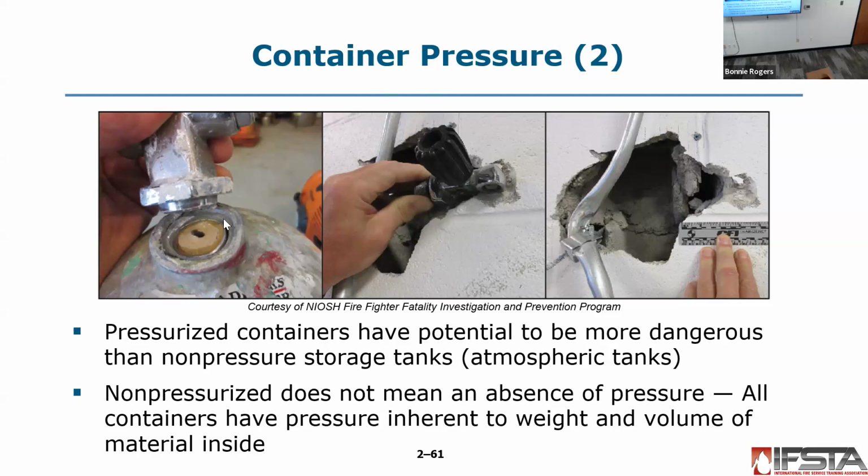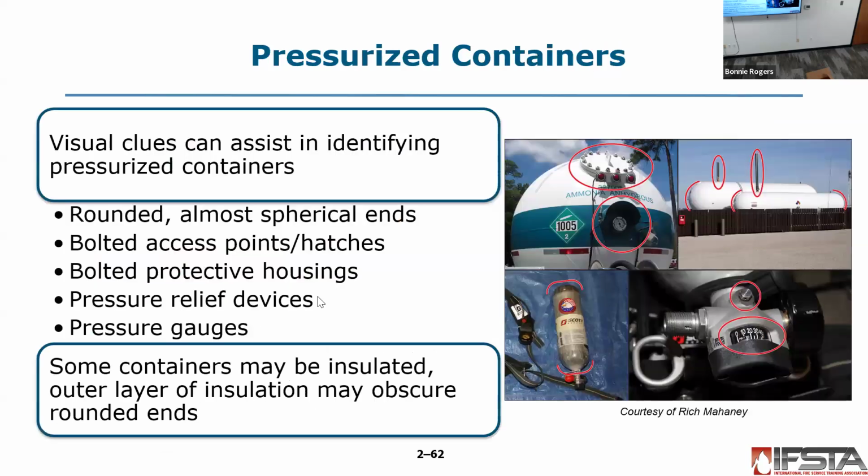All right, well, why does this happen? Dent, crack. Yeah, failure of the container somehow. It's a pressurized container. The shape of the container, which is round.